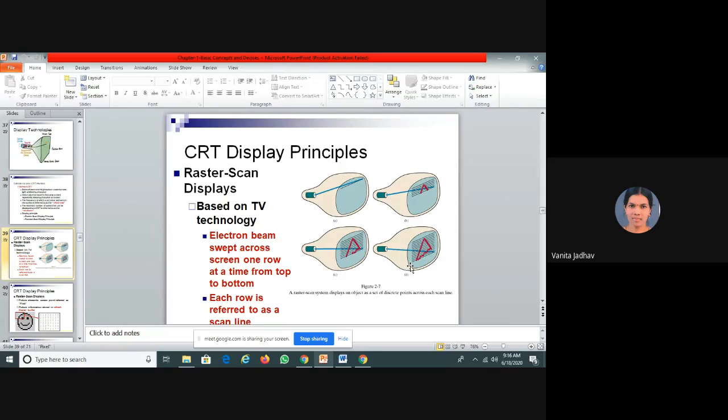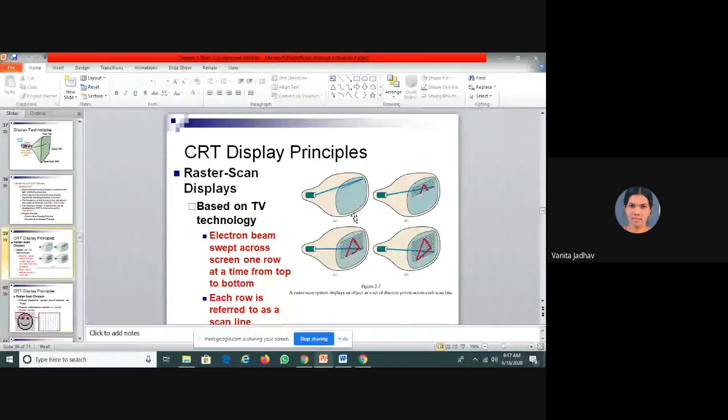So what is the basic disadvantage of this raster scan display? The electron beam visits each and every pixel on the screen. It does not consider whether the pixel is part of the picture or not. If on the first scan line there are 10 pixels, how many pixels does it have to draw? It has to draw only one pixel, but it still visits the remaining 9 pixels unnecessarily. This is the major disadvantage.